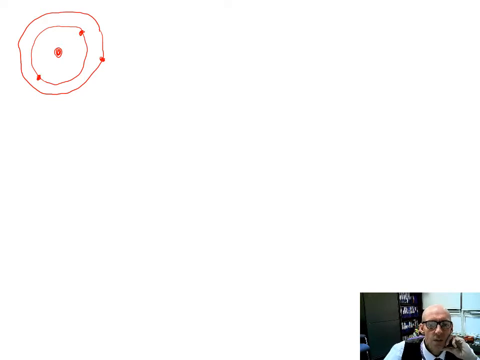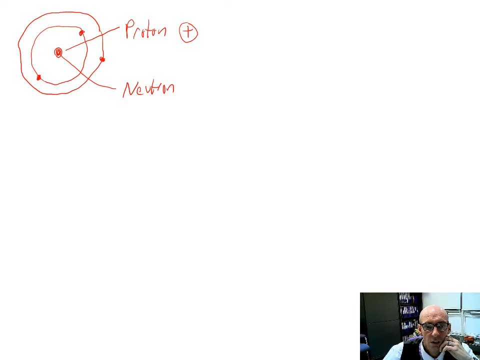So an atom is made up of 3 different types of particles. In the centre here we have a particle that we call a proton, and that has a positive charge. And you can have 1 of those, you can have 2 of those, you can have 100 of those. And you have particles in the centre called neutrons, and they have no charge. On the right, none.